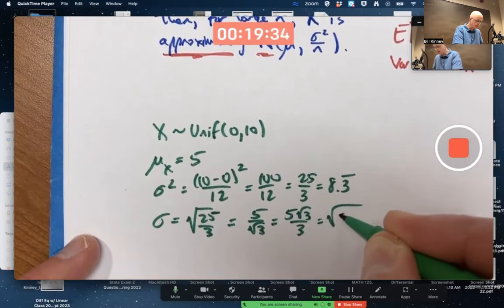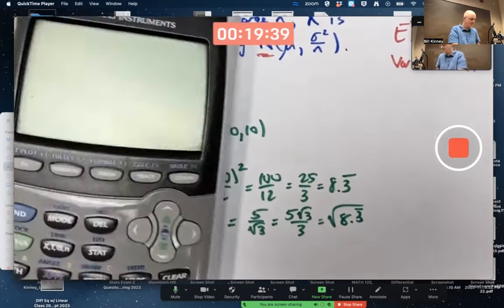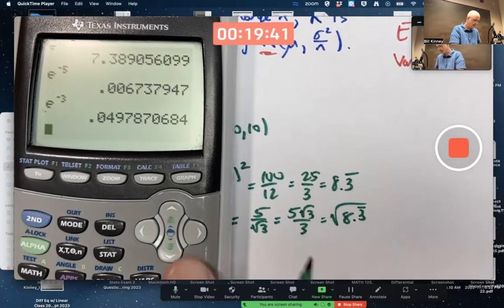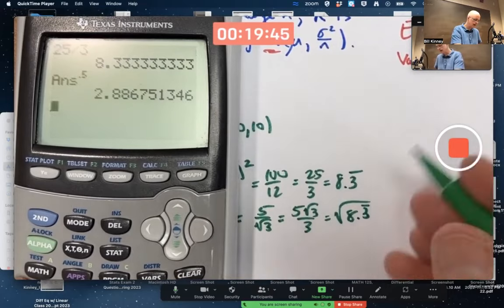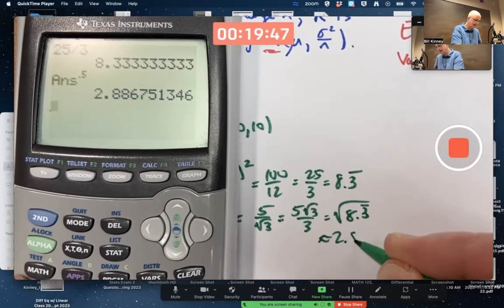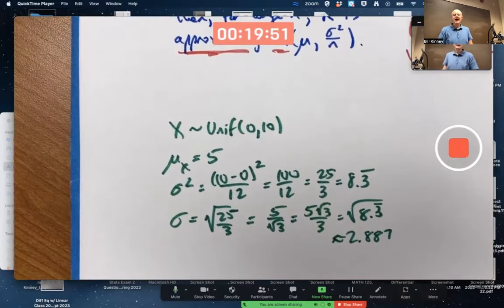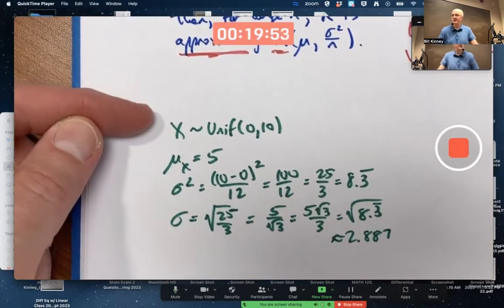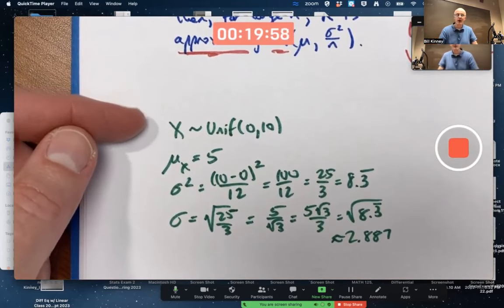Square root of 8.3 repeating, somewhere slightly less than 3. 25 thirds, take the square root, about 2.887. That's the standard deviation of the population. It's not the standard deviation of the sampling distribution of X bar.